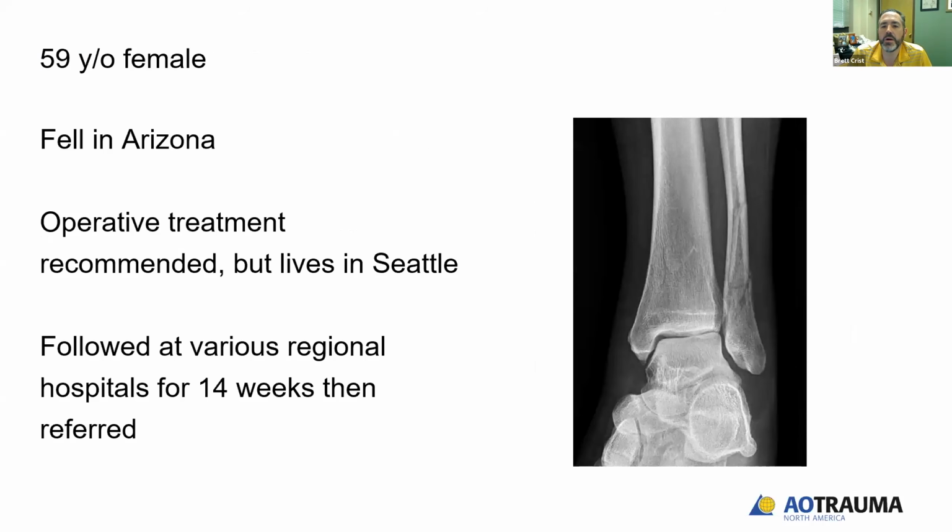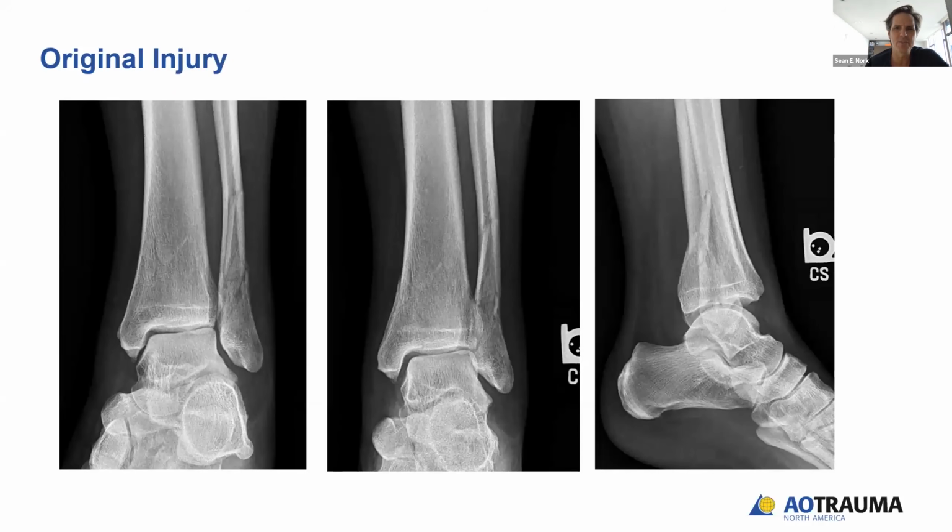So this is the first case, which is actually Sean's case. I'll let him go ahead and present that, and I'll try to advance slides appropriately. Yeah, thanks, Brett. So this is a 59-year-old woman who you can see her distal tibial intra-articular injury on the left side. For some reason, they opted for non-operative treatment, and then ultimately she showed up at about 14 weeks. Next slide, Brett. These were from her original injury films.